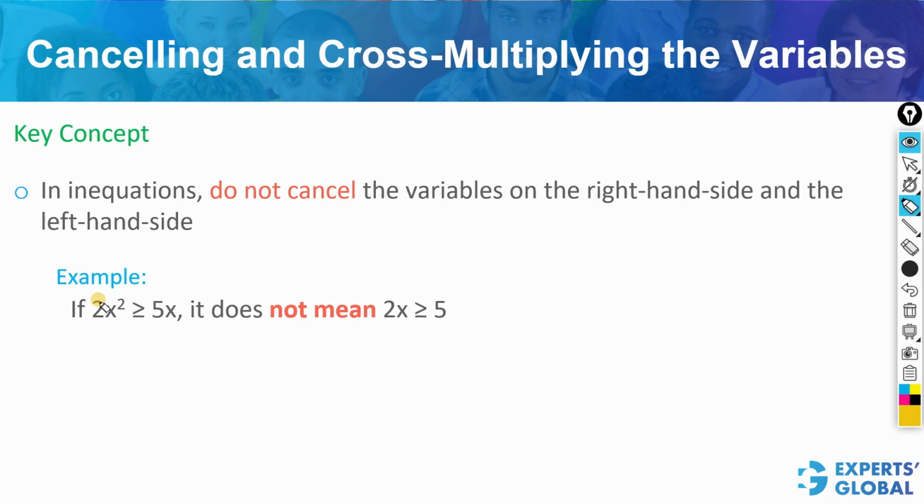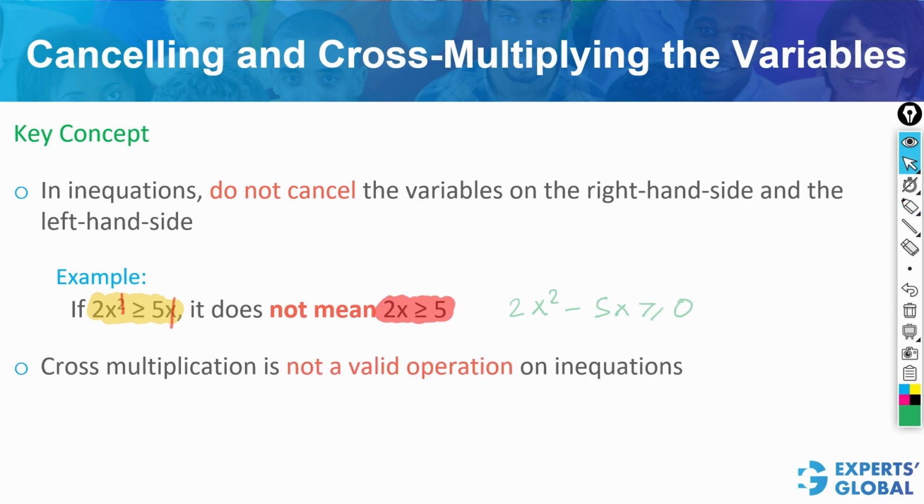For example, if this is the inequation, it does not mean that you can cancel x on each side and come up with this deduction. The correct approach would be to get all the variables on one side and then go about solving the inequation.